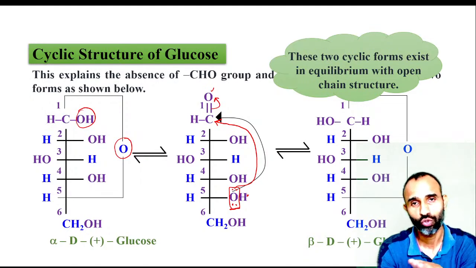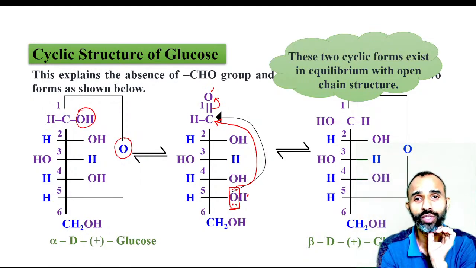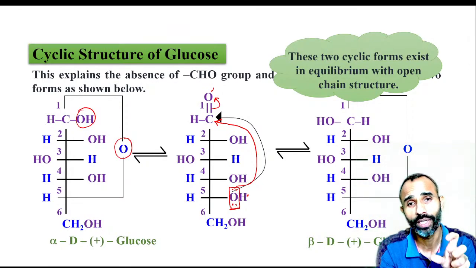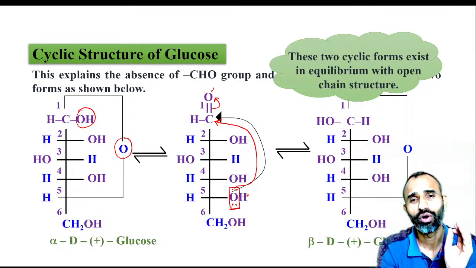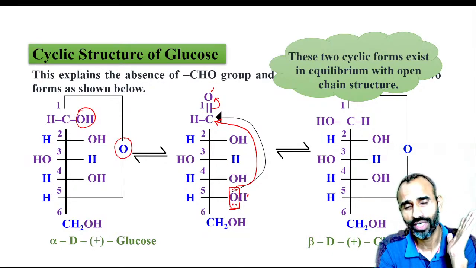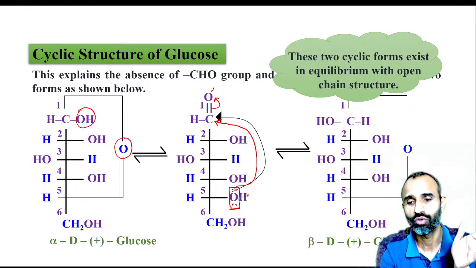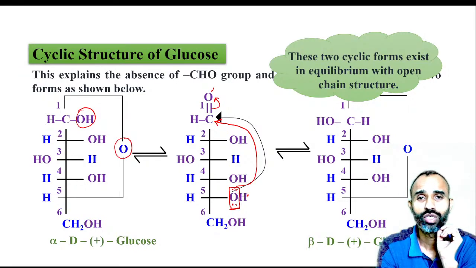And these two structures exist in equilibrium with the open chain structure. The open chain structure is almost 0.02% only. The rest are alpha D plus glucose and beta D plus glucose.